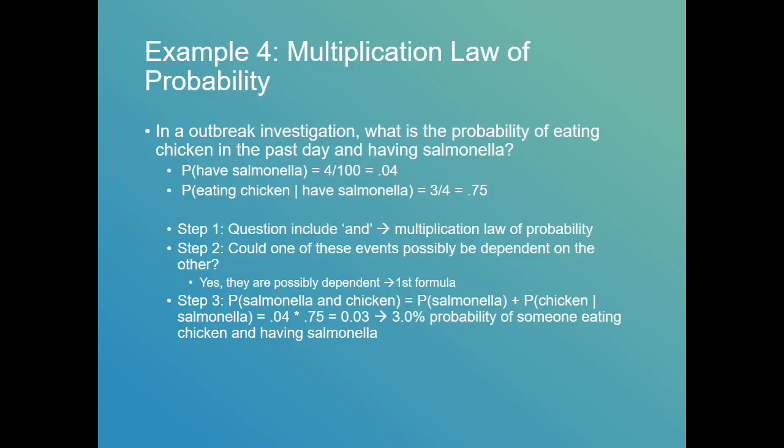So that first formula is the probability of salmonella times the probability of chicken with that straight up and down line, salmonella. Since we have the values given to us, it would be 0.04 times 0.75, and that comes out to 0.03, which if we multiply that by 100, to get a percentage, we would get 3.0% probability of someone eating chicken and having salmonella.